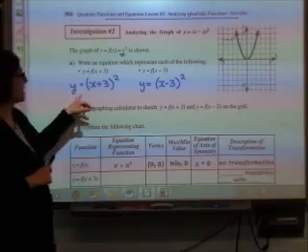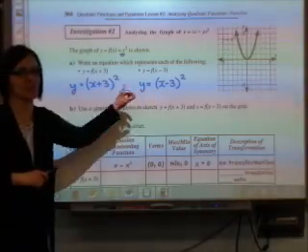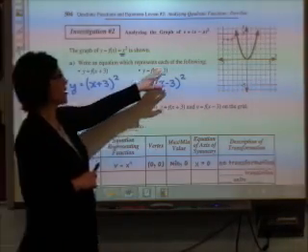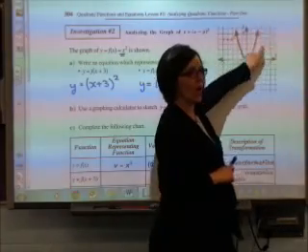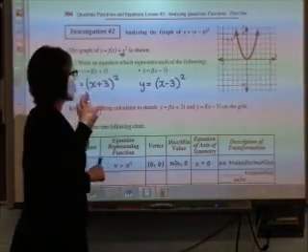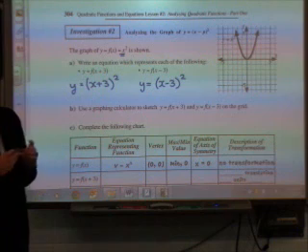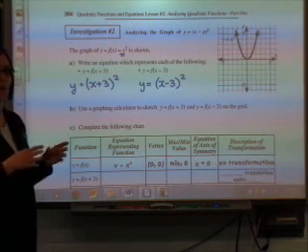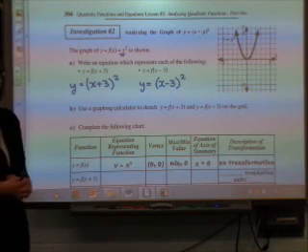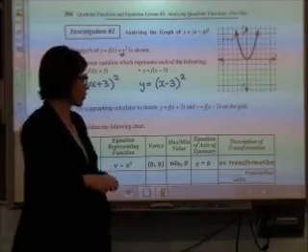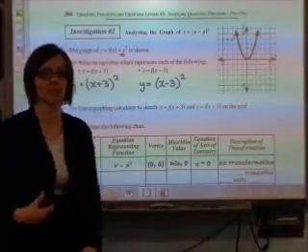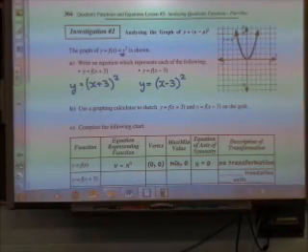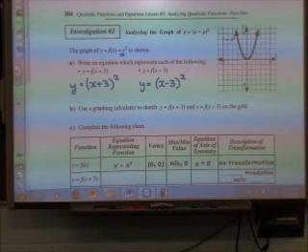So what you're going to do this time is graph these two graphs. Again, I would recommend starting off with your y equals x squared and then graph your x plus 3 squared. Then do that information and then do your x minus 3 squared. Don't forget the brackets, they are very important. And this is where we'll start off next time.